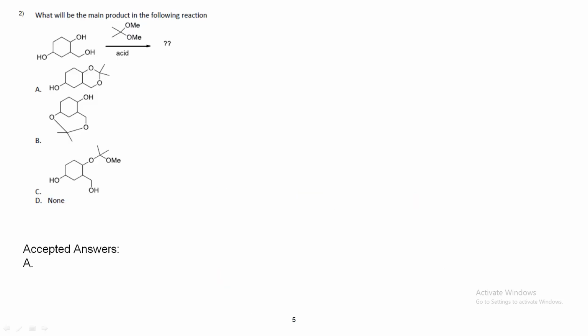Now for the next problem. You can easily see this is a ketal form, right? It is a ketal form of normal acetone. So in presence of acid, and this is our reagent, or this is a starting material. So if we react these two species, let's see.